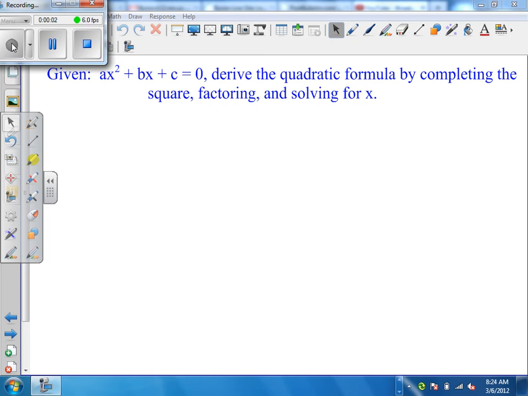In lesson 6.5, we're going to talk about the quadratic formula and the discriminant. The quadratic formula is a method for solving quadratics. It works all the time, and we'll get into that later here.